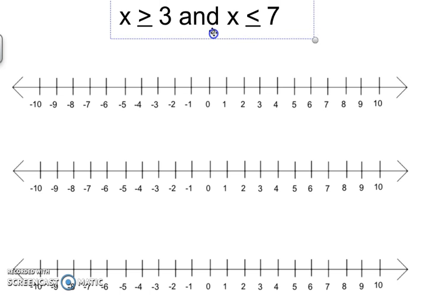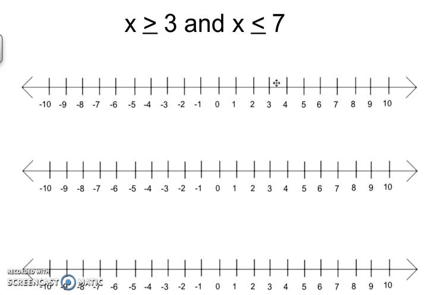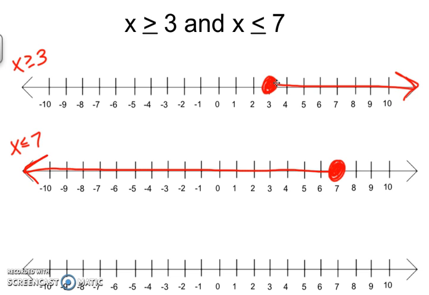So here is what a compound inequality looks like. I want to know when x is greater than or equal to 3 and when x is less than or equal to 7. To see that, let's graph x is greater than or equal to 3 on the first number line, and x is less than or equal to 7 on the last number line. I would go to a positive 3, closed in, and for greater than, shade to the right. For x less than or equal to 7, I go to 7, shade it in, and go all the way to the left.